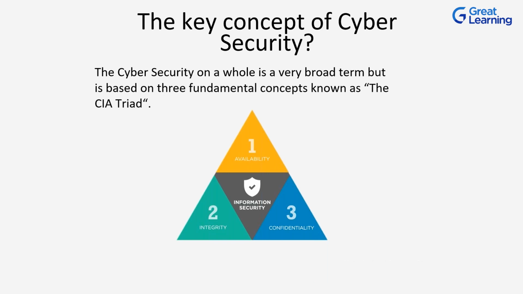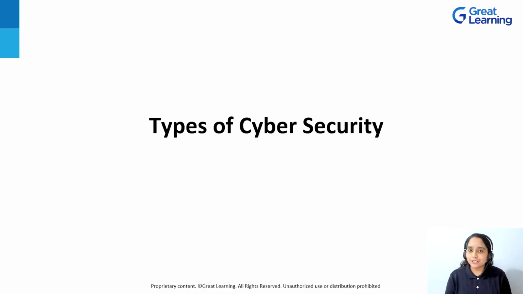So repeating, the three pillars: confidentiality, integrity, availability. As long as these three principles are held, we call it cybersecurity. Let's discuss the six major types of cybersecurity. The first one is network security. Second is information security. Third is application security. Fourth is cloud security. Fifth is Internet of Things security. Last but not the least, the sixth one is mobile security. Let's see what these are one by one.